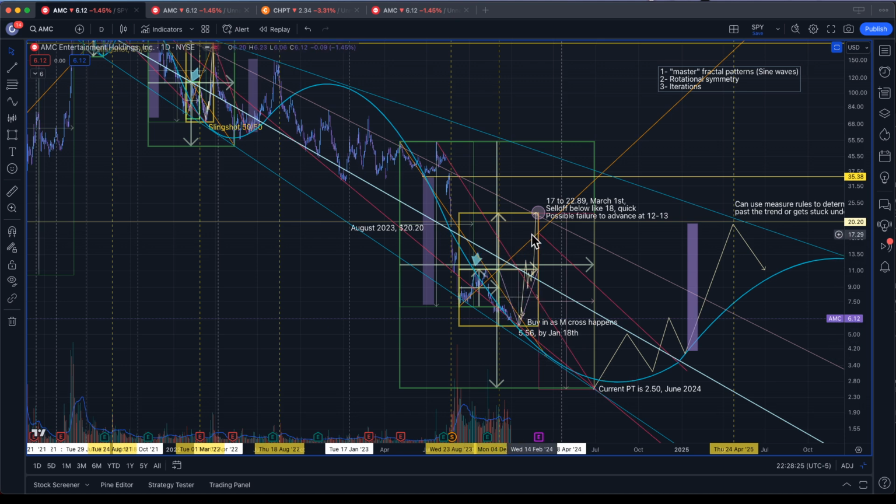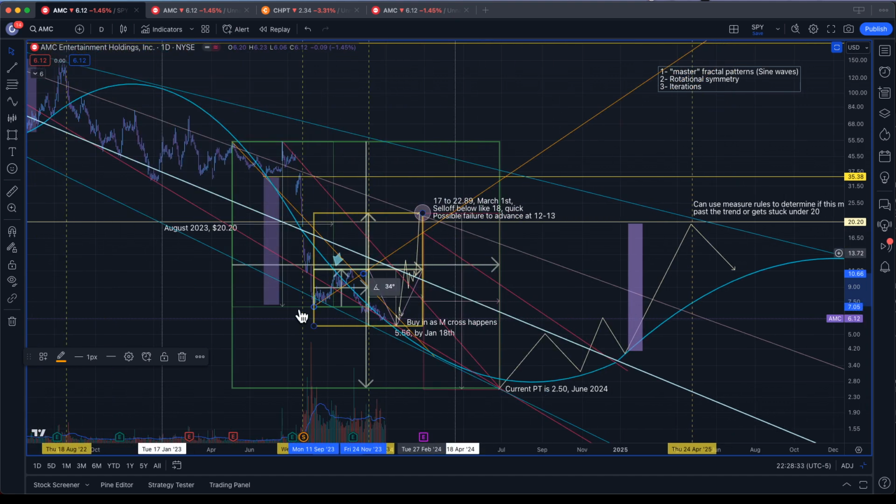So especially this check on this orange line, super critical. And if you have no other thing on your chart, that would be a really, really good one to have. For sure.